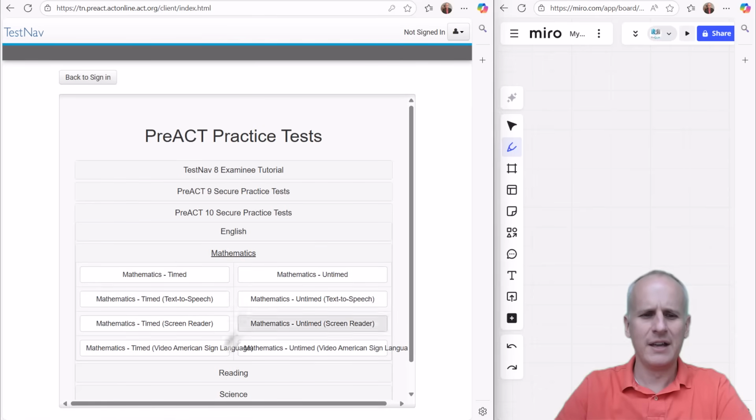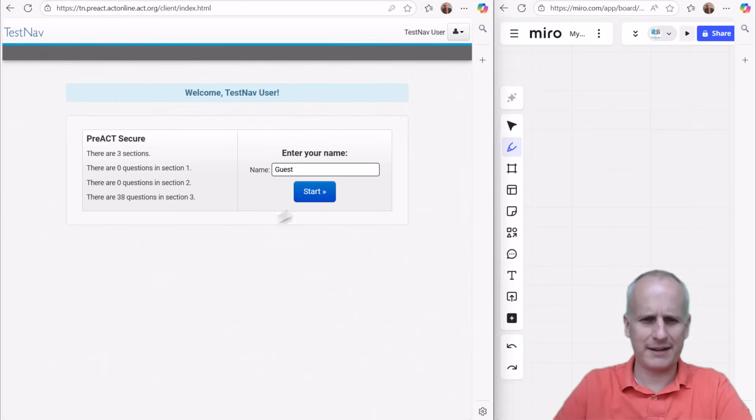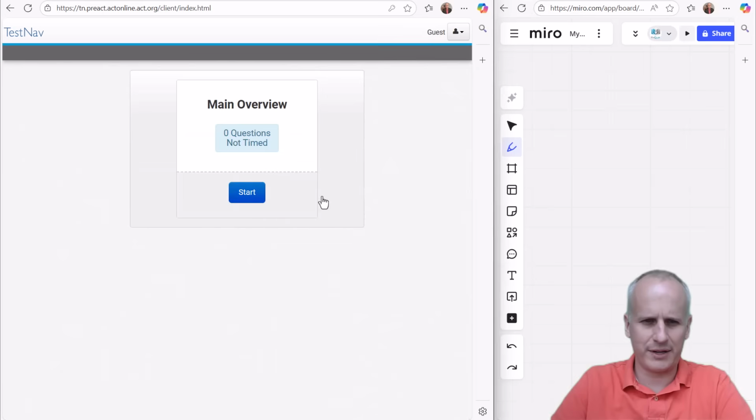mathematics. When you click on it, you're most likely going to want to use the timed mathematics exam. You can do it untimed, but it kind of doesn't really help replicate what you're going to experience on your pre-ACT test day. So let's go ahead and click mathematics timed. You can put in a name. It doesn't really save anything, so just leaving it as guest is what I'm going to do.